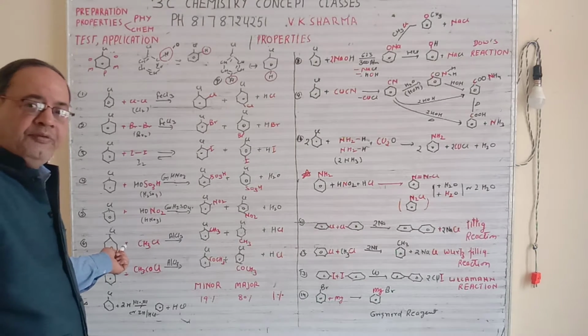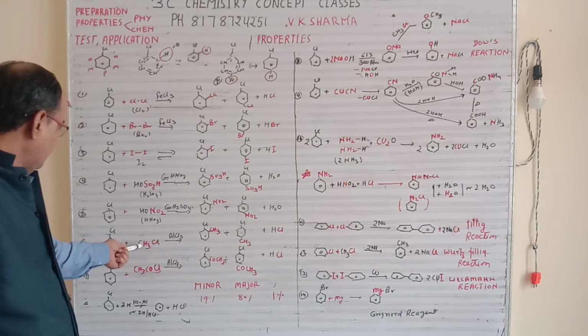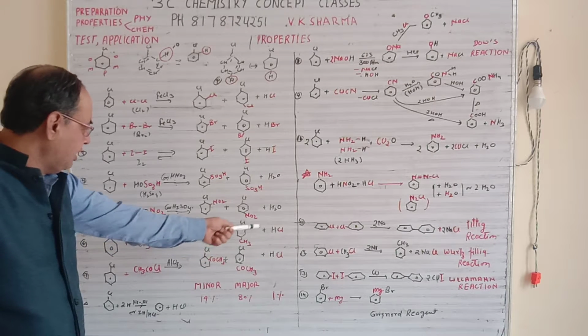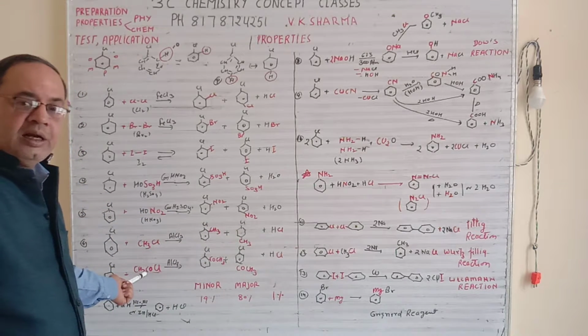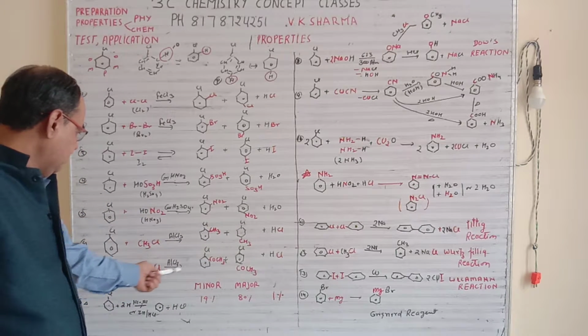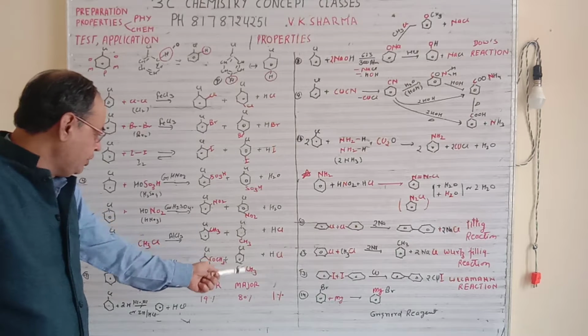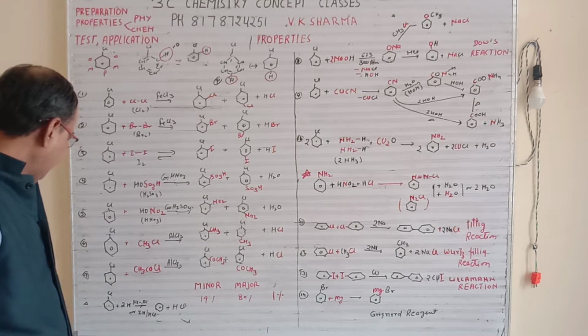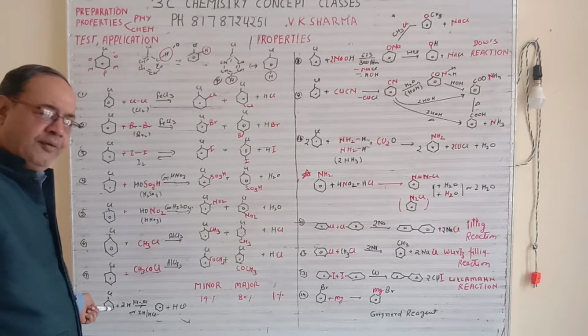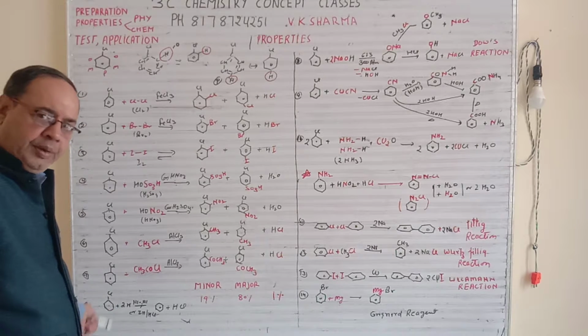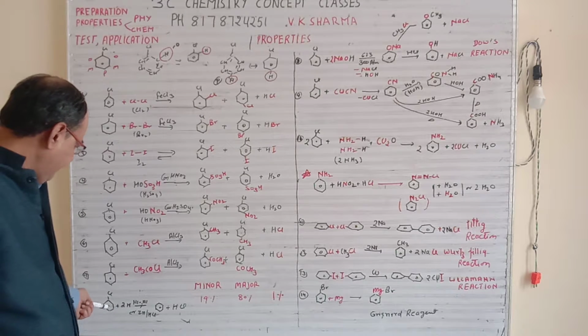In the same way you go for Friedel-Crafts alkylation. So CH3 will come on the ortho and para positions, and HCl will come out. For Friedel-Crafts acylation, COCH3 will come on the ortho and para positions, and HCl will come out. So we did this in the preparation of benzene, but now it is a property of chlorobenzene.